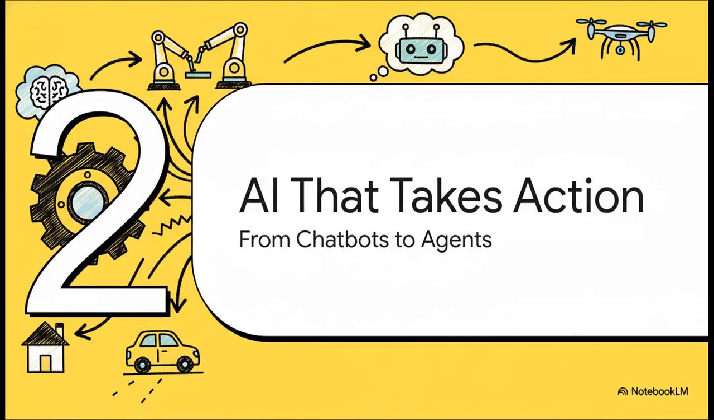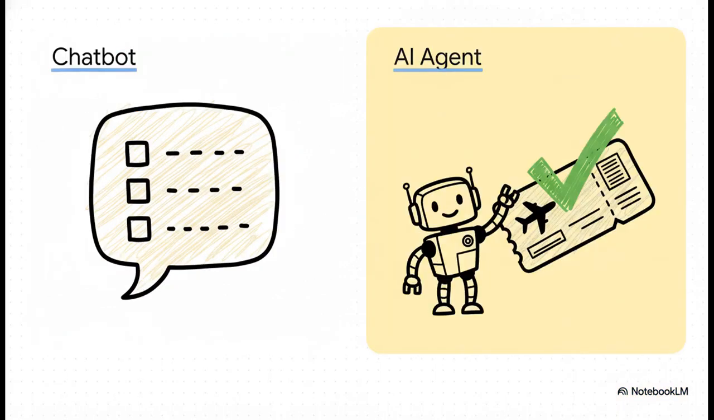Okay, so we've got this super powerful engine. Great. But how do we get it to actually do things for us in the real world? Well, that brings us to our next section, AI that takes action. This is the fundamental shift, and it's a really important one. A chatbot is passive. It gives you information or instructions. An AI agent is active. It takes those instructions and actually does the task for you. It's the difference between an AI telling you how to book a flight and an AI that just goes ahead and books it for you.